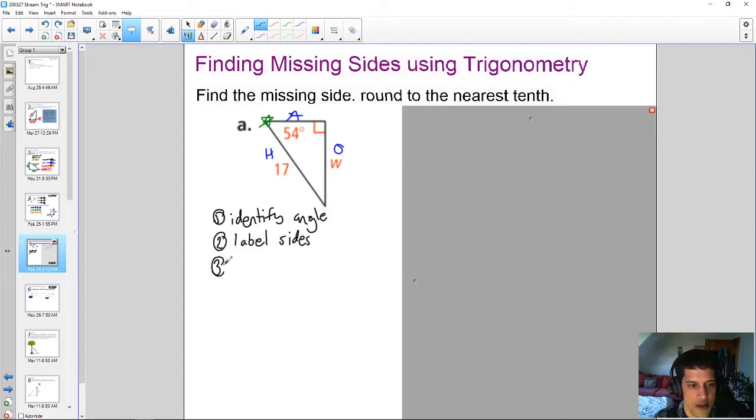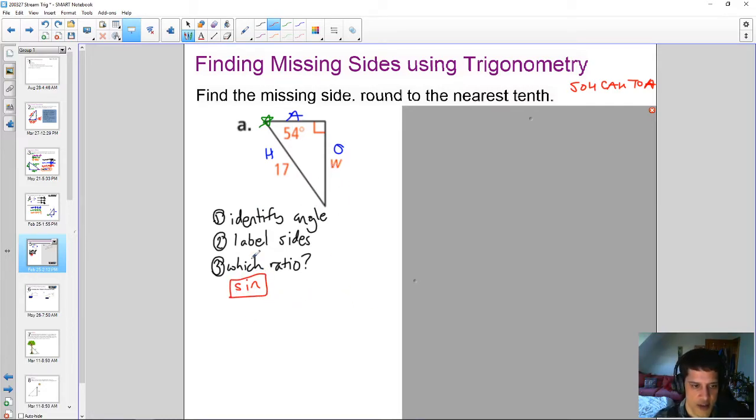Step 3 is we have to find out which trigonometry ratio we're going to use. What are the sides? Which ratio? Well, we're looking for side W, which is our opposite, and we know side H. I'm going to write SOHCAHTOA up here. The trig ratio that uses our opposite and hypotenuse is sine, okay?